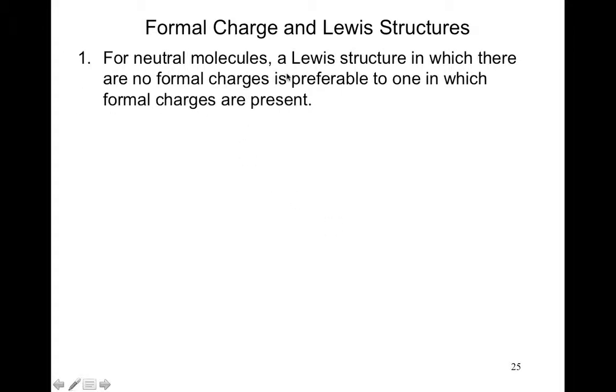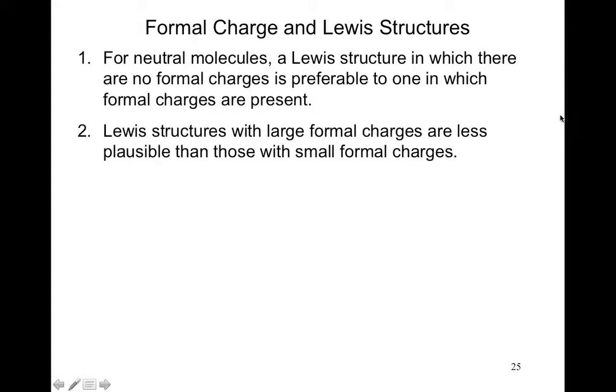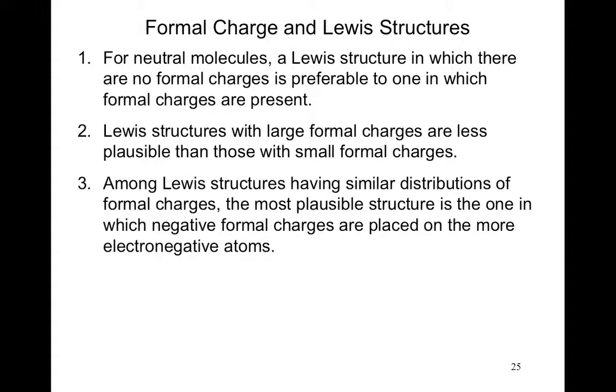So for neutral molecules, the Lewis structure in which there are no formal charges is preferable to one in which we have formal charges. Lewis structures with large formal charges are less plausible than those with small formal charges. So if you have to choose between a +1 and a -1, or a +2 and a -3, choose the smaller numbers, +1, -1. If you're looking at Lewis structures that have similar distributions of formal charges, the most plausible structure is the one in which the negative formal charges are placed on the more electronegative atoms. It's wordy, but that should make sense.